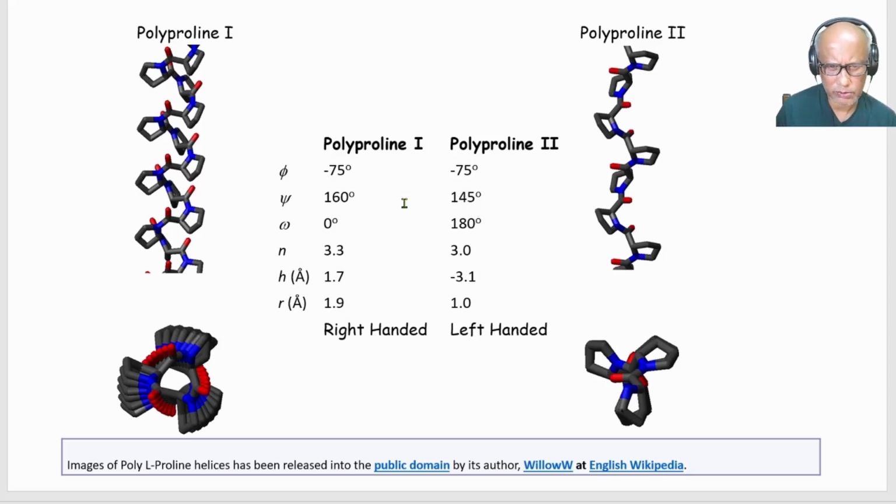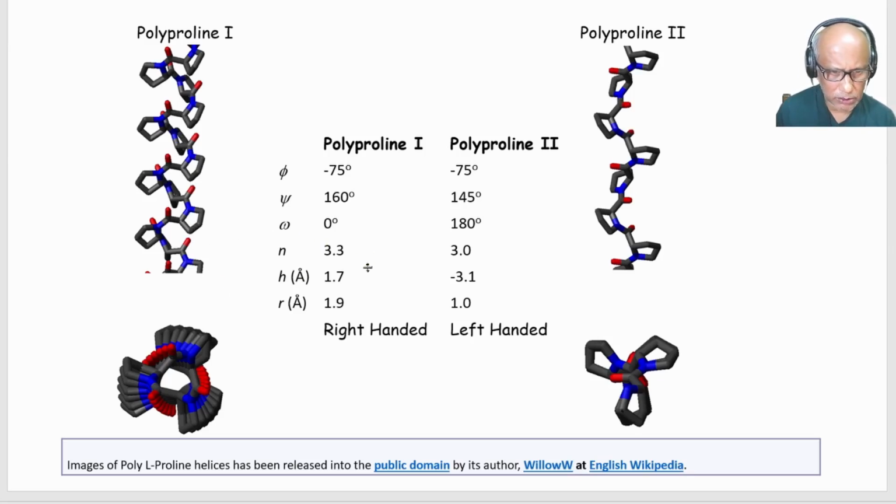The phi and psi are more or less close to each other, with psi being about plus minus 150 degrees, a little bit, and phi fixed at minus 75 degrees. These are in the idealized fiber diffraction models. But just the shift in omega makes a major change. The polyproline 2 structure, which has trans peptide bonds, is left-handed, while the polyproline 1, which has cis peptide bonds, makes a right-handed helix.